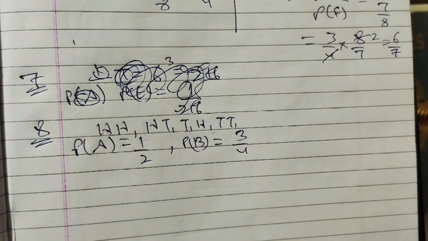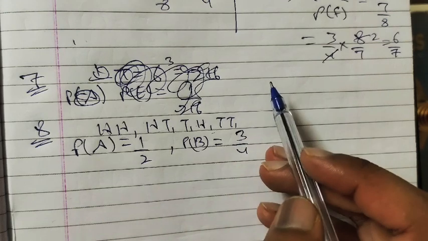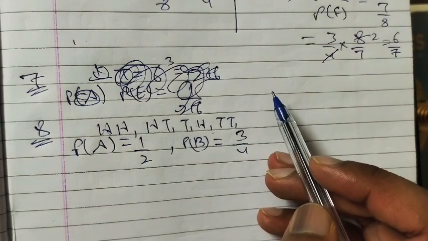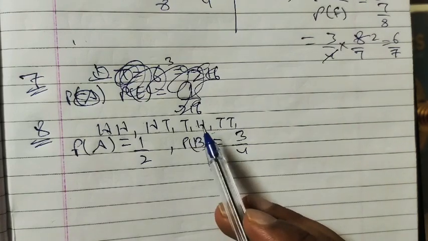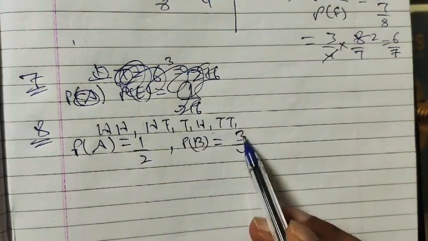Probability of B. So probability of B is that at most one tail has occurred. So at most one tail means 0 tail is also possible. So 1, 2, 3, 3 upon 4.